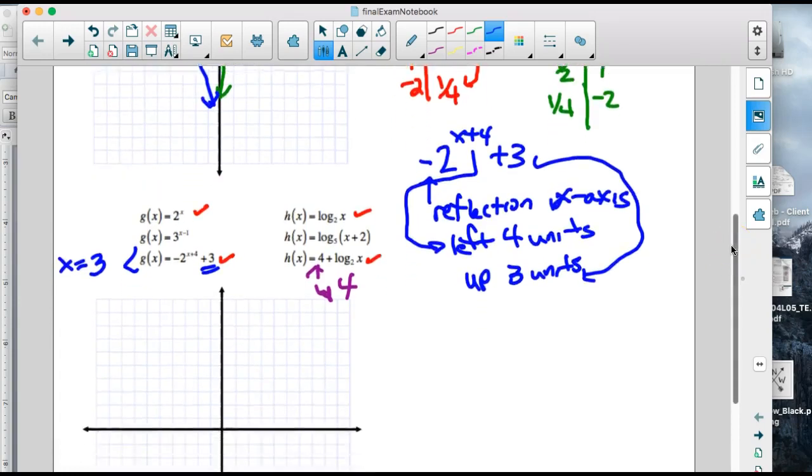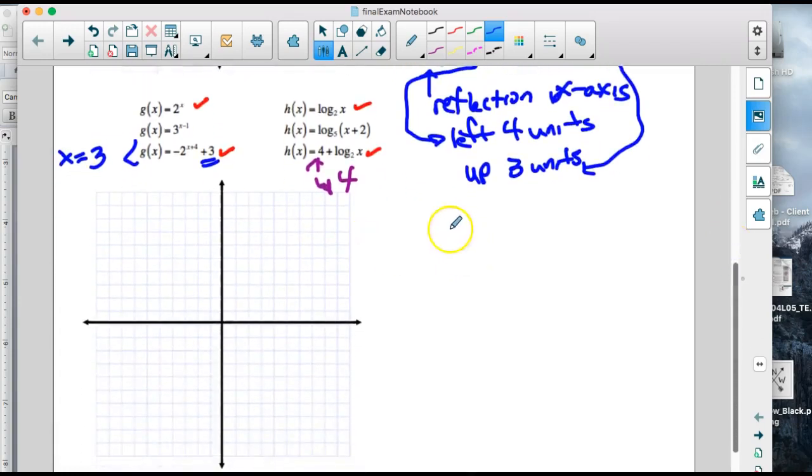Alright, so we're going to do the other two down here on this graph. So if I do 3 to the x minus 1, what I would do is I would start with 3 to the x.